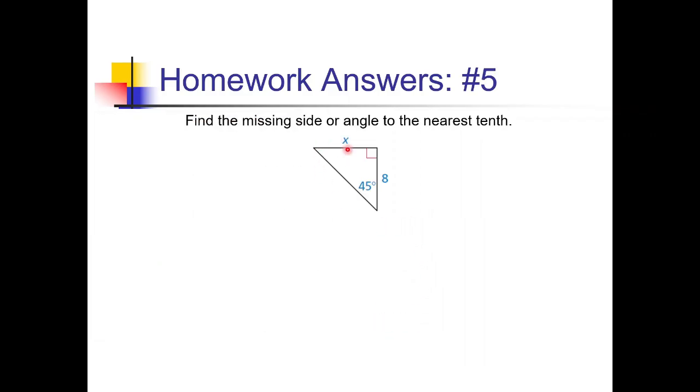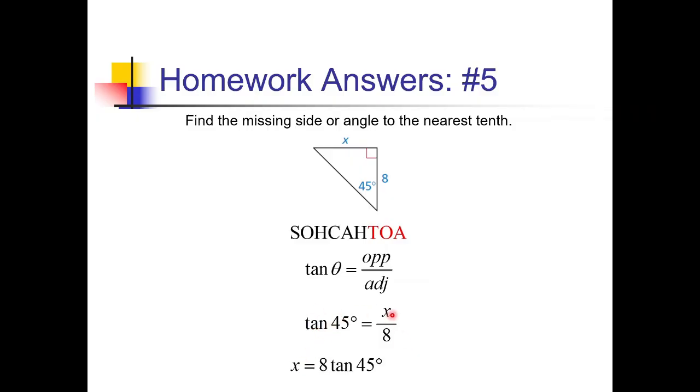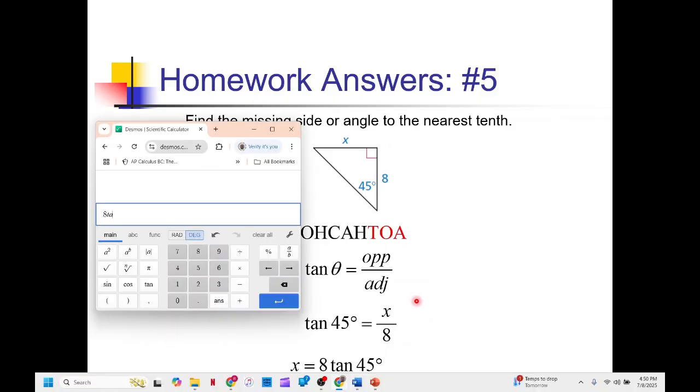In order to find this missing side x, since I have an angle and another side in a right triangle, I can use SOHCAHTOA. So I've got, based off this angle, the opposite side and the adjacent side. So I need TOA, tangent, equals opposite over adjacent. So I can write tan of 45 equals opposite side x over adjacent side 8. So then 8 times the tan of 45 is going to give me my x, and I can run that on the calculator. I happen to know tan of 45 is 1, but let me run it on the calculator. So 8 tan 45 comes out to 8. 8 times 1.